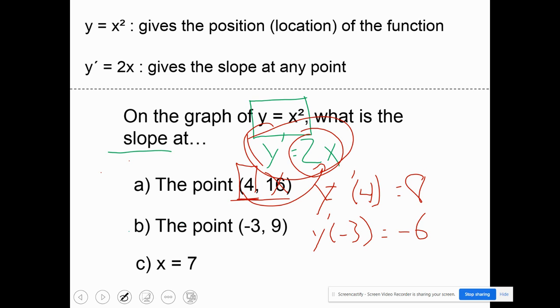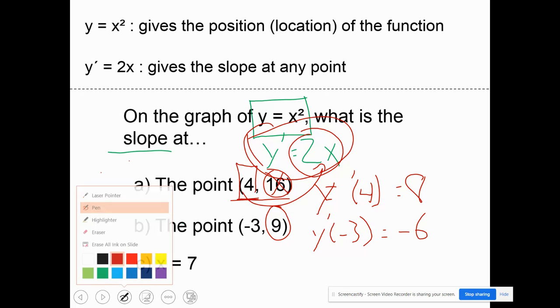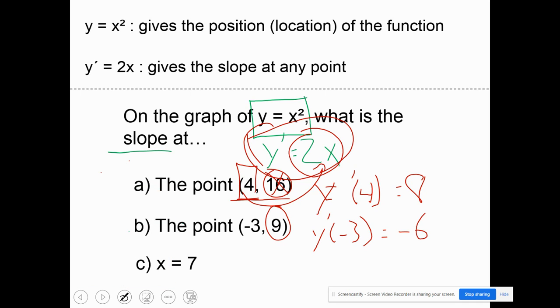What about if x equals 7? Well, these y's up here were extra information. I didn't need to know what they were. All right, when x equals 7, I need to know y prime of 7. I plug 7 in. If I double 7, I should have a steepness of 14.